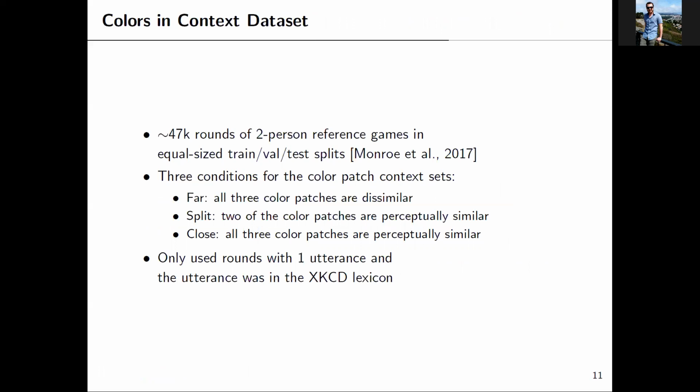Each of the three color patch contexts in the dataset is categorized as one of the following three conditions based on the perceptual similarity of the patches. Far, where none of the patches are similar; split, where two of the patches are similar; and close, where all three of the patches are perceptually similar. For our experiments and analyses, we selected a subset of the rounds that only have one utterance, the speaker's utterance, and that utterance was a color description present in the XKCD lexicon.